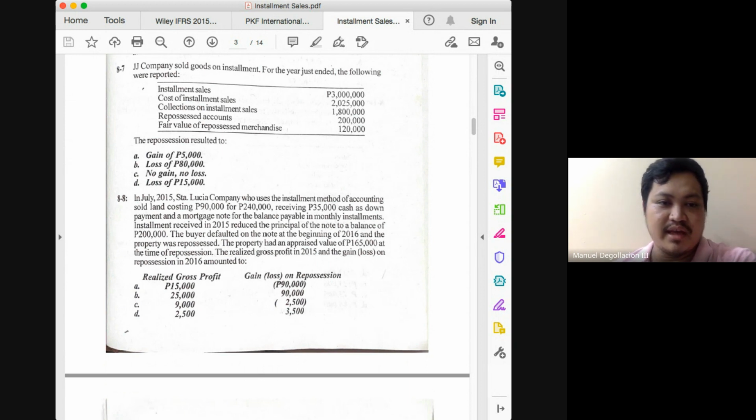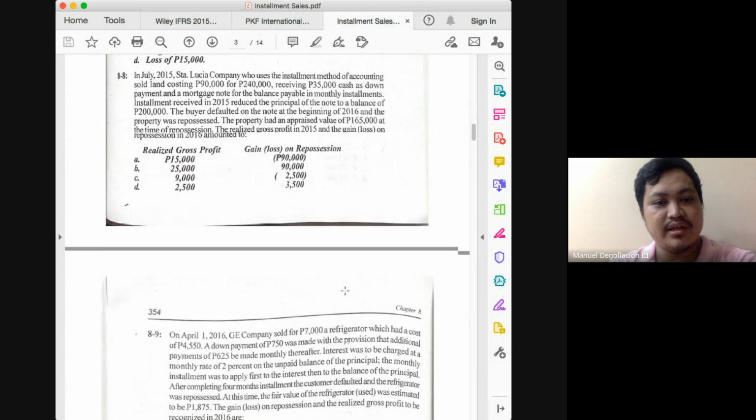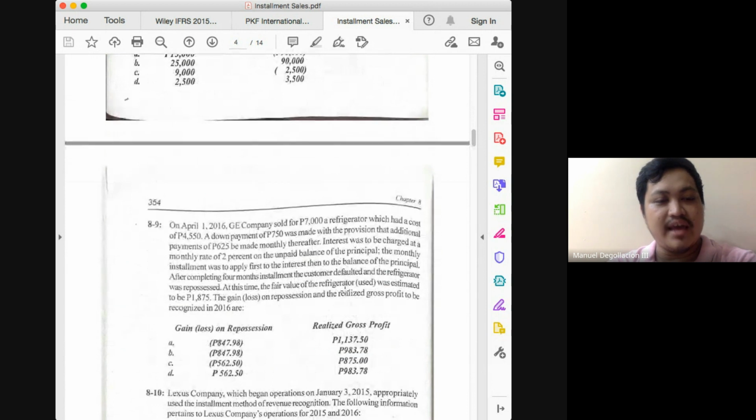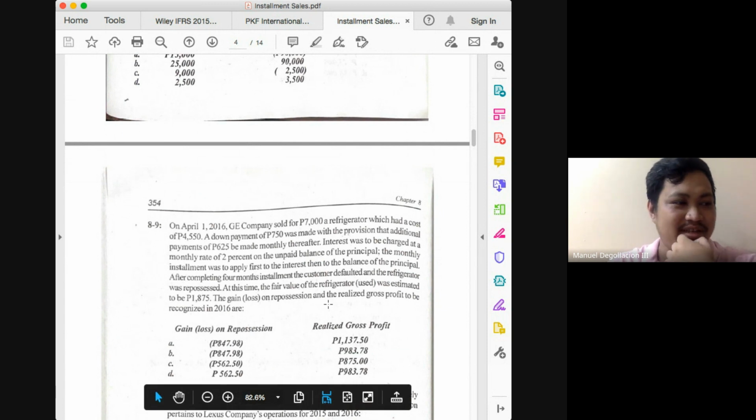It's possible that we had a gain here because the cost was very low relative to the selling price. In case you are asked how much is the gain or loss on repossession and it results in a gain, you will have an answer. But if the question is how much gain will be reported in the income statement, the answer would be zero. Okay, gain on repossession will not be recognized. Okay, because in that case, the asset will actually be impaired. So it will still be written down to its net realizable value.